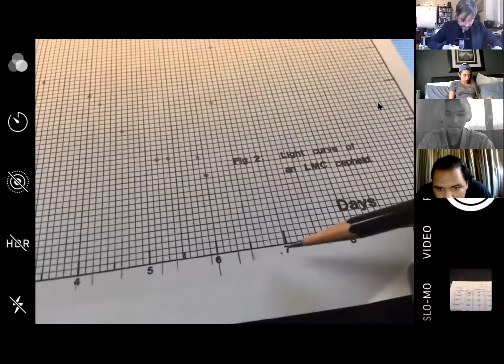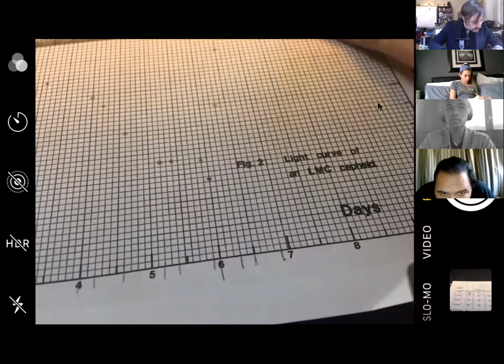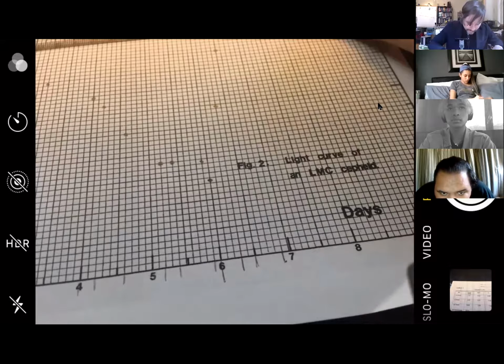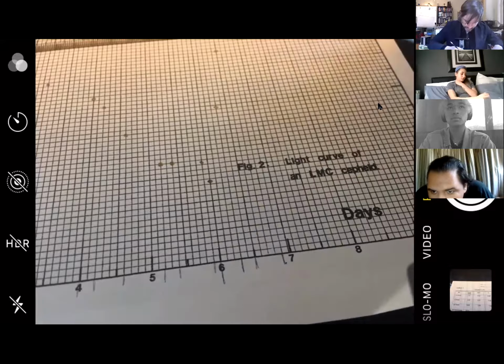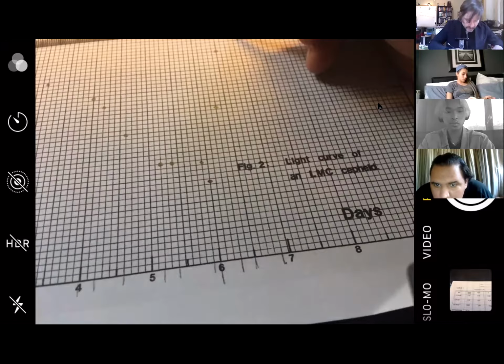6.9 is there, and 15.19 is really close to 15.2. Oh, sorry. 19 puts it right about there.